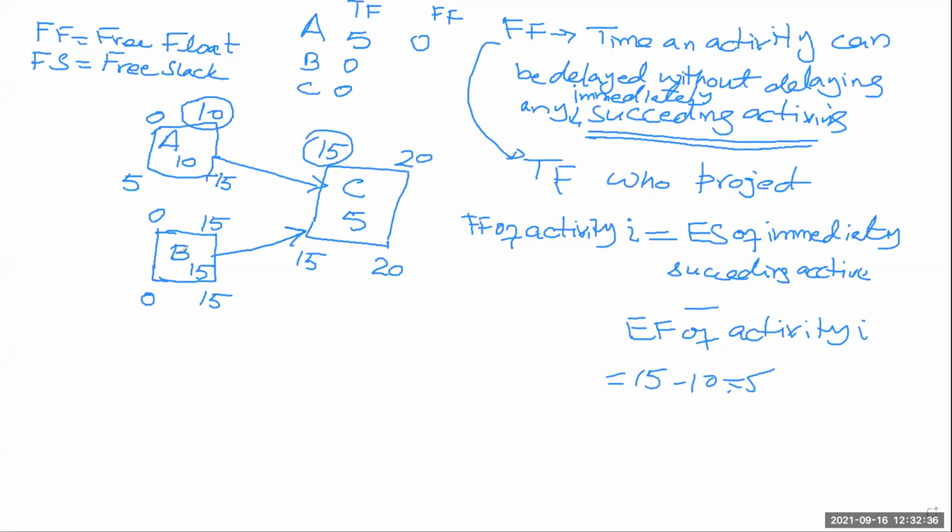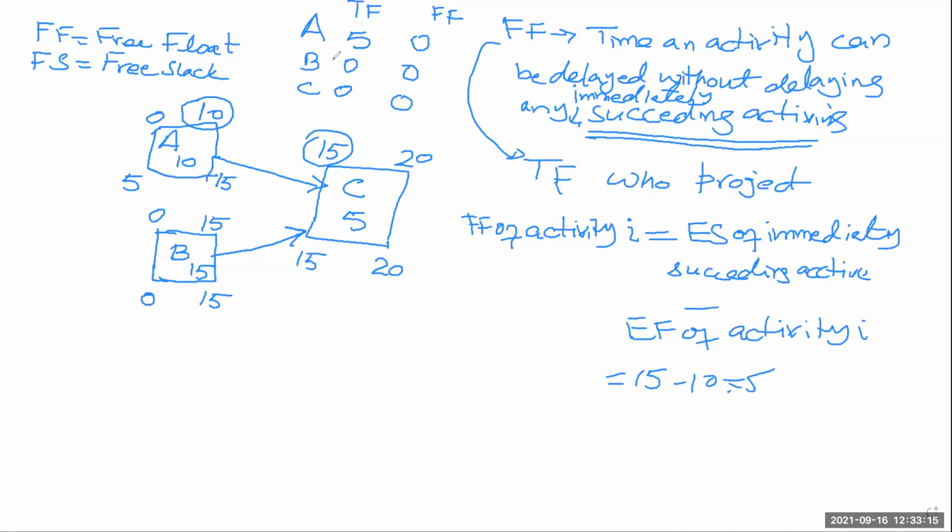How about for B? What will be the free float by this approach? It will be 0, because we have this 15 here and this 15 here, 15 minus 15 is 0. But in any case, if you know that its total float is 0, free float will always be 0, because the free float is a component of the total float.